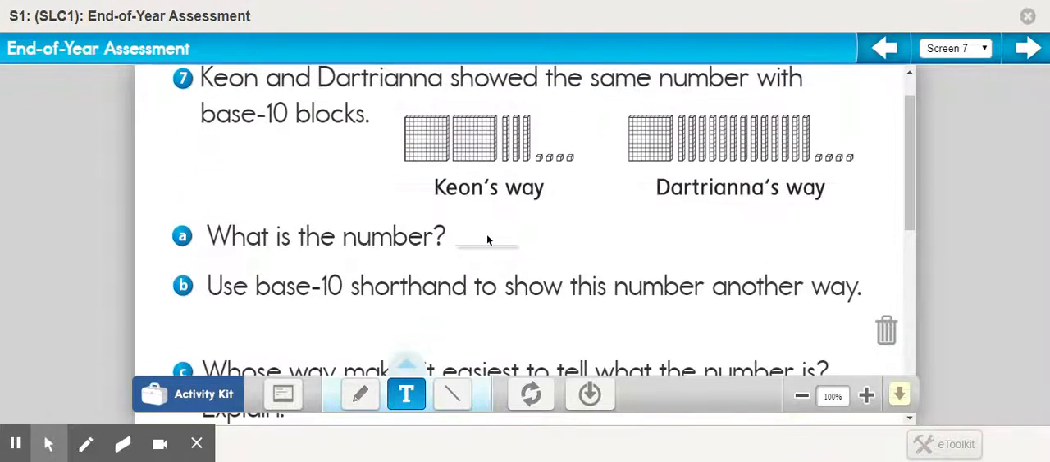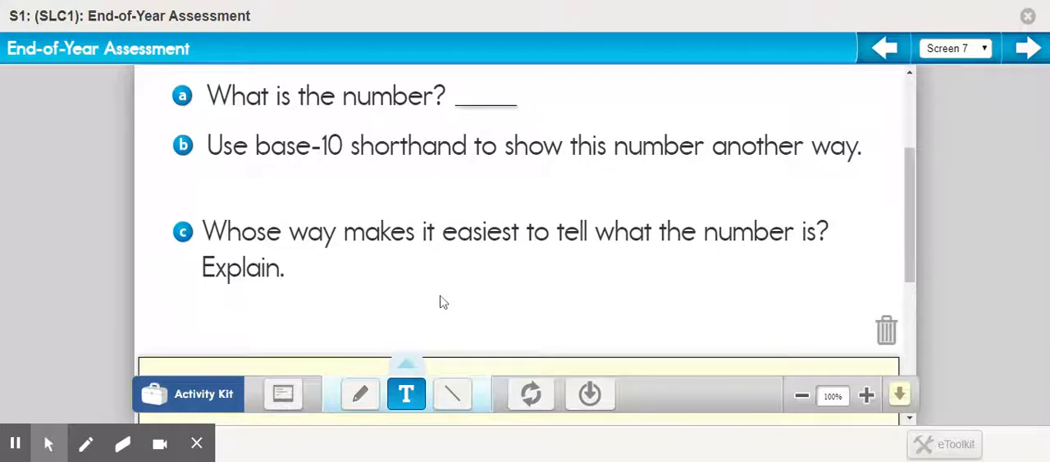Explain. So looking at the two different ways, I'm not going to give you the number. That's something that I think you can definitely do independently. Also, I'm going to skip over B. But looking at C, I'm going to add a text box here. And it says, whose way makes it easiest to tell what the number is? Explain. Now, this keyword, explain, we've discussed this in class where often that word means you need a because in your explanation.